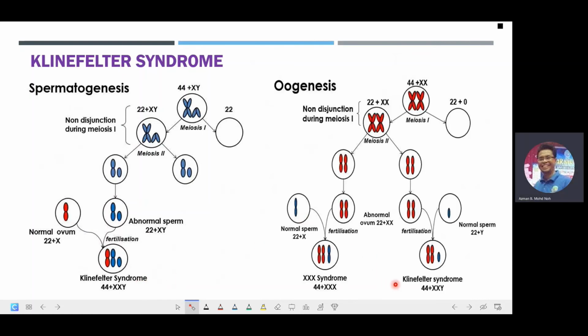Individuals with Klinefelter syndrome can also be produced due to non-disjunction that might occur during oogenesis. When an abnormal ovum with 2 X chromosomes is fertilized by a normal sperm with the Y chromosome, this will produce an abnormal zygote, again with 2 X chromosomes and a Y chromosome over here.